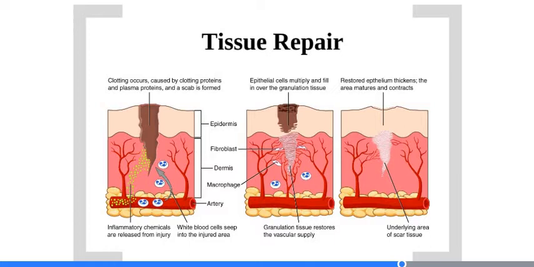Those cells will grow across the wound area and connect the two sides of the damaged epidermis, and then those cells will divide and grow in and fill in that space. And the epidermis will really be back to good as new. The underlying connective tissue, however, will be a little bit different.